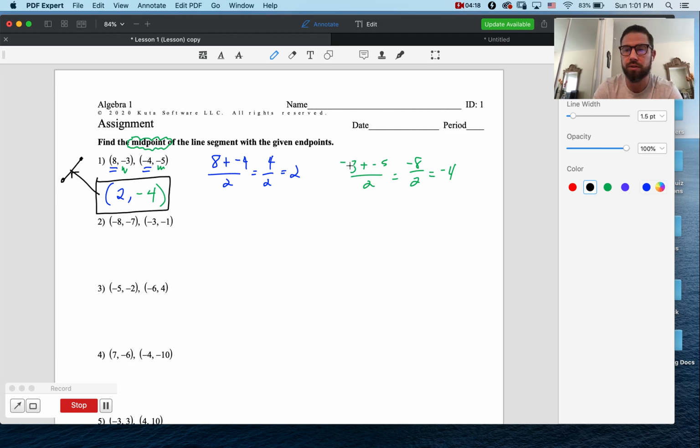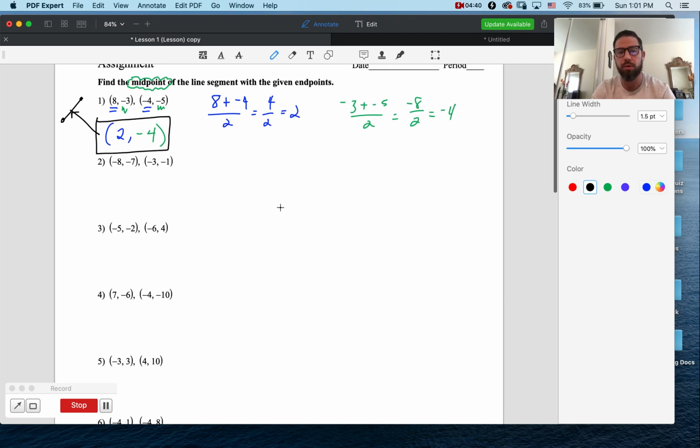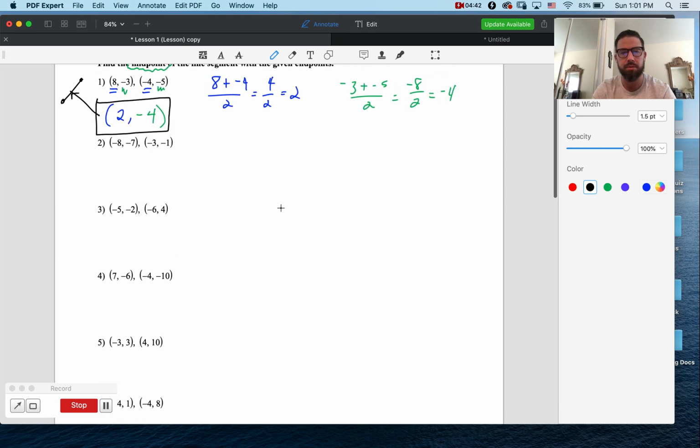If you're taking notes and you want to just pause for a second, remember, we're going to add our x's and put it over 2. We're going to add our y's and we're going to put it over 2. And that's all we do. Add our x's divided by 2, add our y's divided by 2. So simple. I told you I got a short lesson today. We're not going to do all these problems.